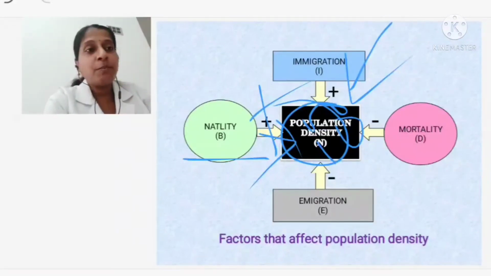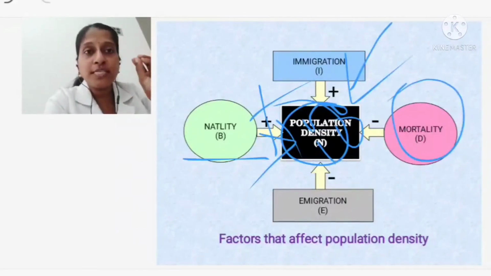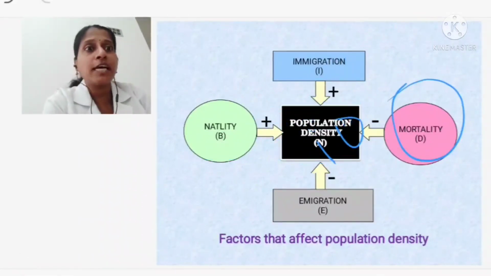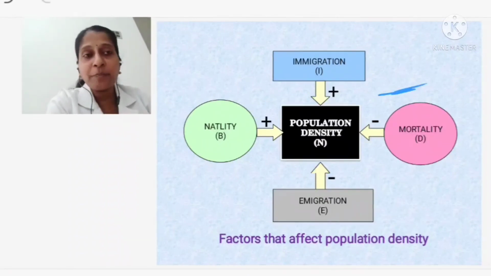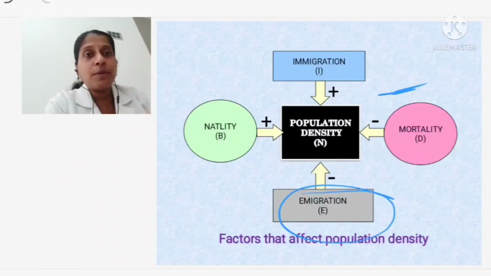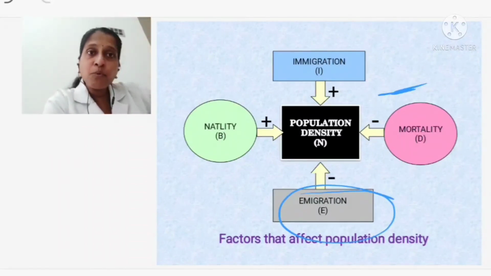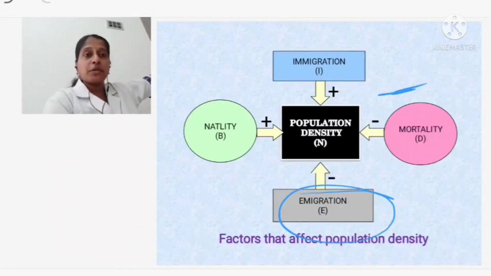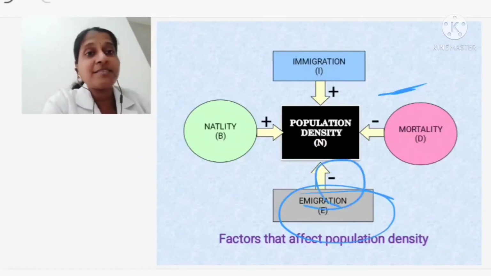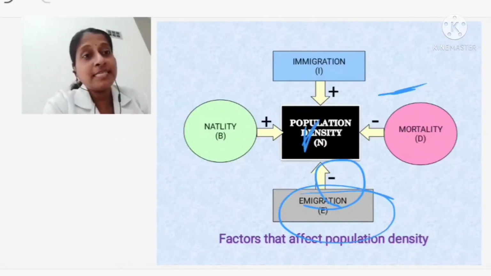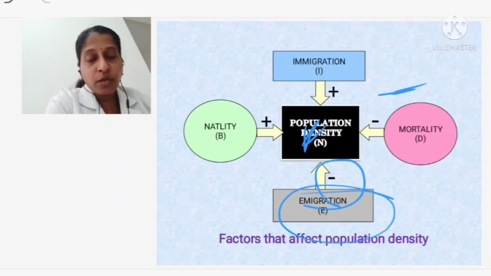Next, when you see mortality, mortality means what? It's death. Obviously from this population, if someone is dying, then what will happen? They will decrease, so it will be minus. Okay. Emigration. What is emigration? If in some population people are moving away to some other location, then it is emigration. So automatically it will be minus. It will result in less number of individuals. Okay.